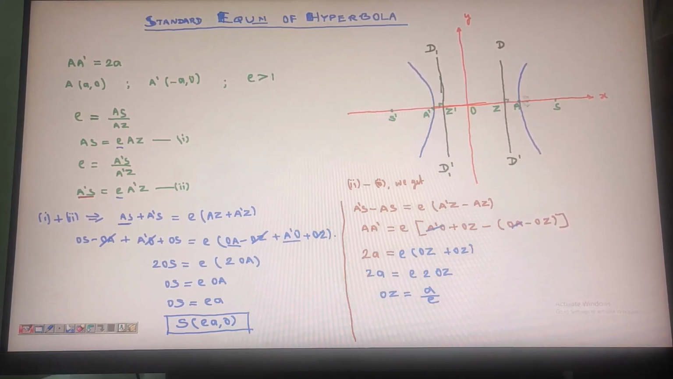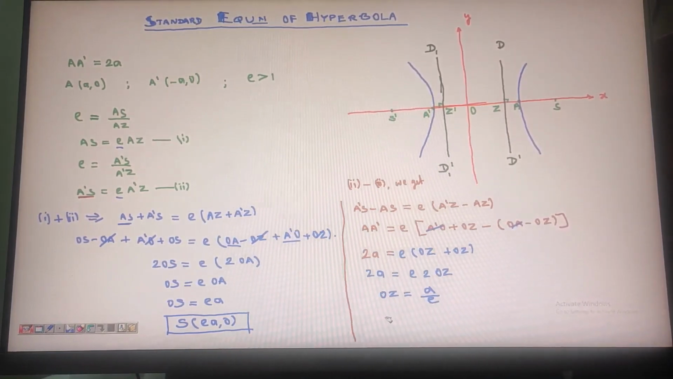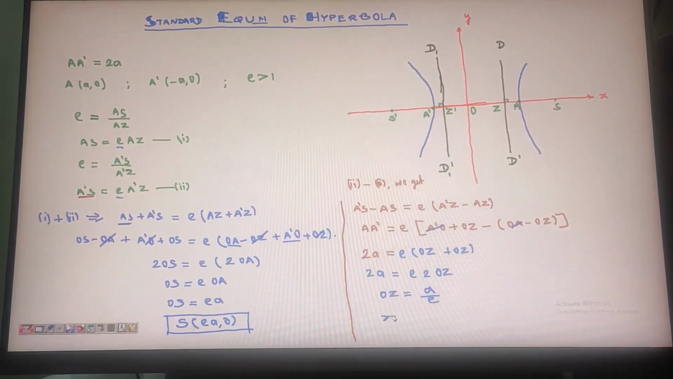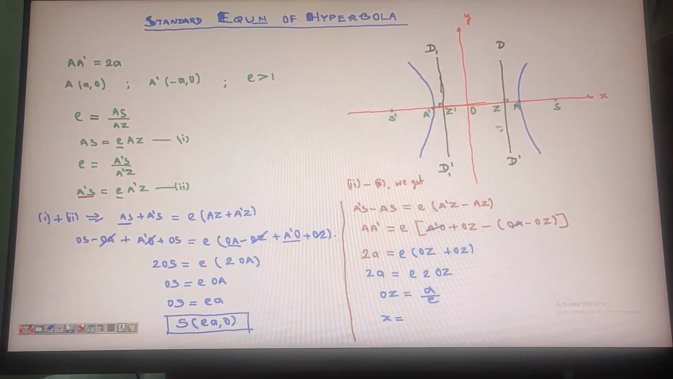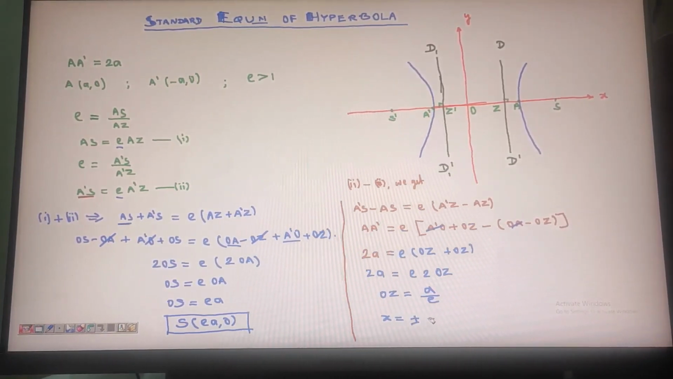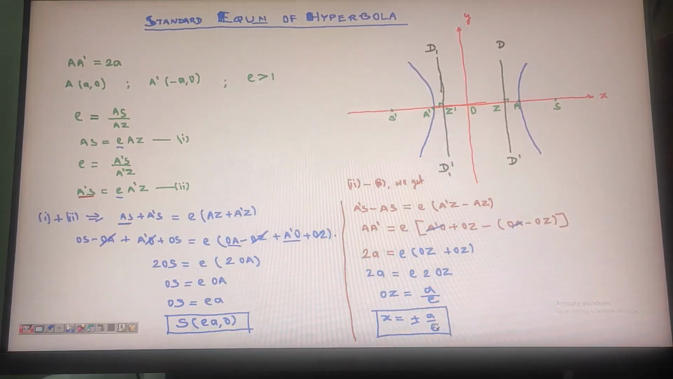That means the equation of DD' will be what? Because it is perpendicular to the x-axis, the DD' equation we have got is x is equal to plus a by e, and for D1D1', it will be minus a by e. So x is equal to plus or minus a by e, or I can write any one equation. So this is the equation of the directrix, right?